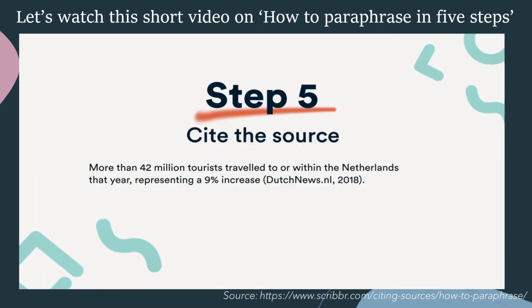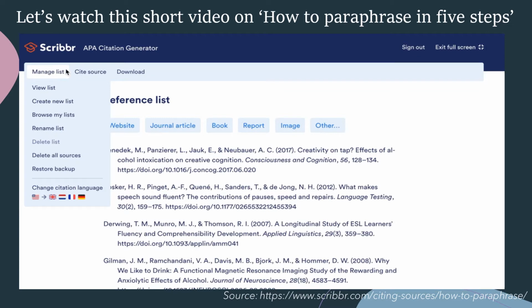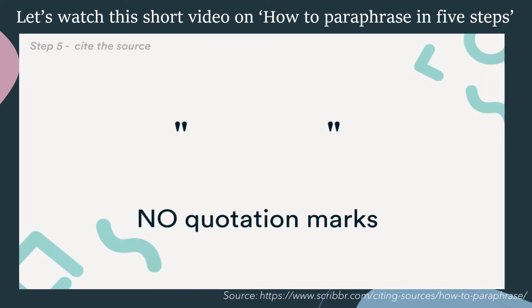Step 5. Cite the source of the text like the example here. You can also cite easily with the Scribber citation generator. Remember, you don't need the quotation marks to paraphrase.